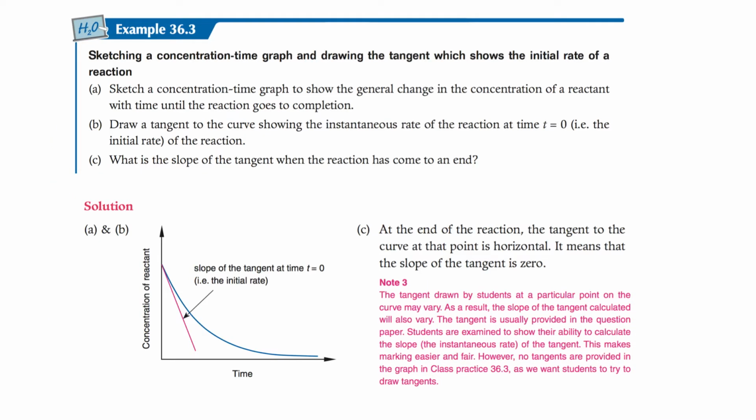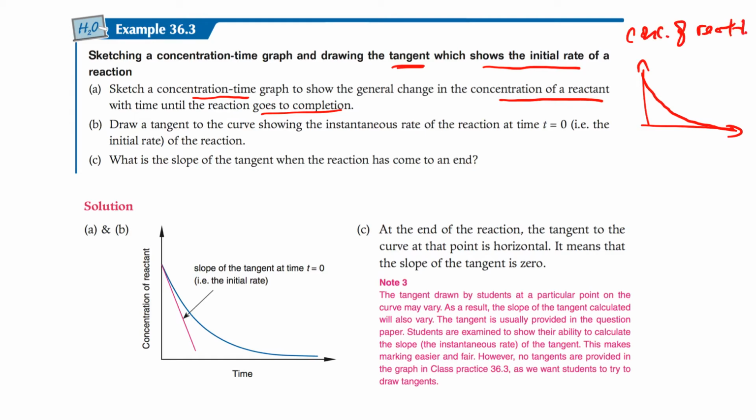We're going to talk about the concentration-time graph. Draw a tangent to show the initial rate. Basically you have to sketch a concentration-time graph showing the general change in concentration of reactant. So we have a reactant-time graph. Until the reaction goes complete, we'll have a graph like this. Remember the vertical axis will be the concentration of reactant, and the horizontal one will be the time.